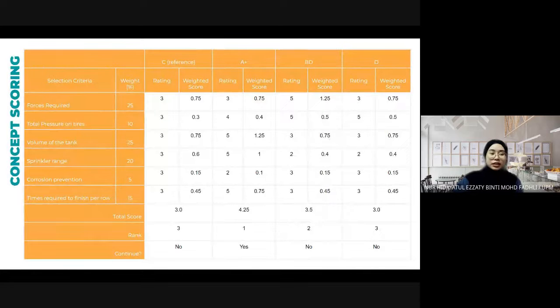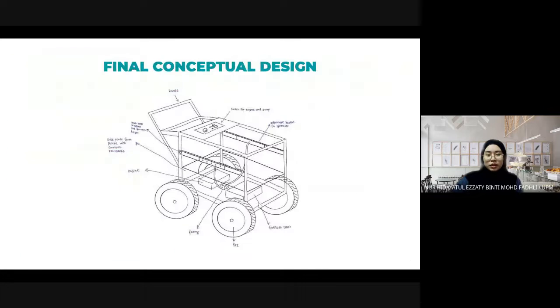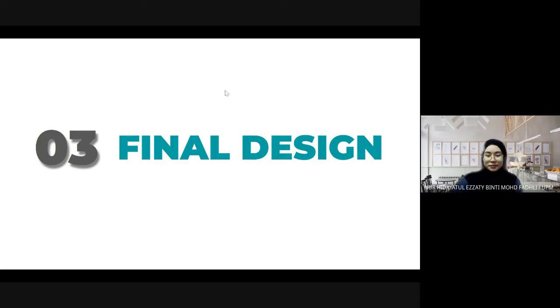So the next evaluation is through the concept scoring. So here you can see the evaluation through the calculation, and after discussion, we have chosen the improved A design to be our final conceptual design. So it has the handle here with 4 big tires, the adjustable sprinkler bars, and also the plastic cover here. So next.